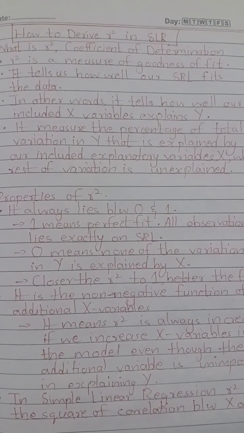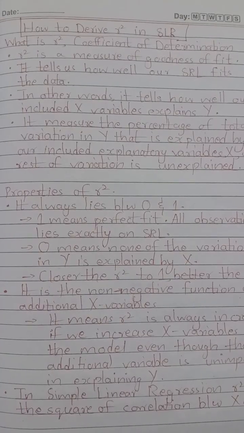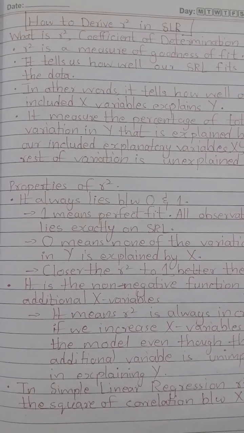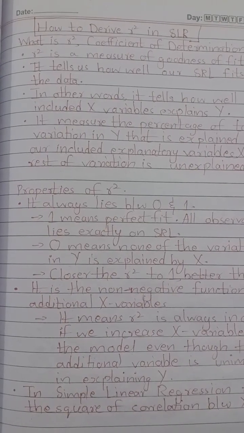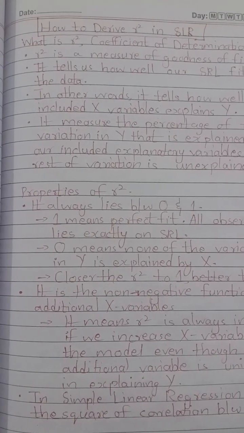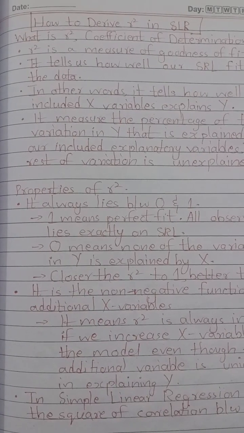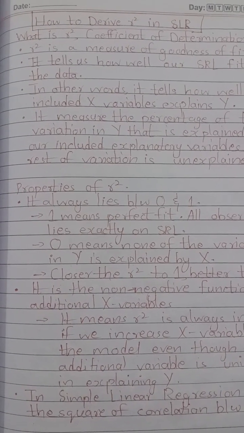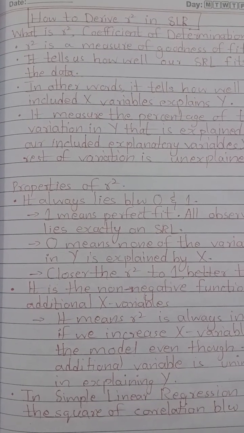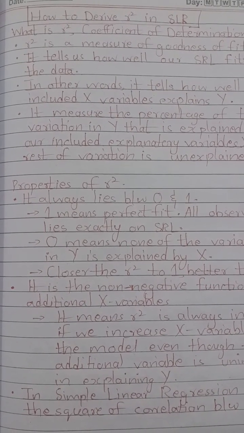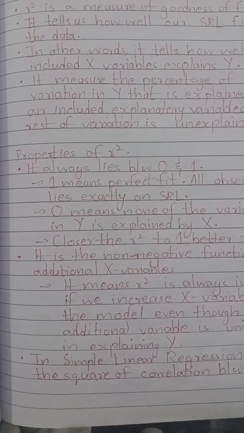In this video we will study how to derive the R square in simple linear regression. Before deriving it, we first need to know what R square is. R square basically is the coefficient of determination. It is a measure of goodness of fit. It tells us how good our sample regression function fits the data.